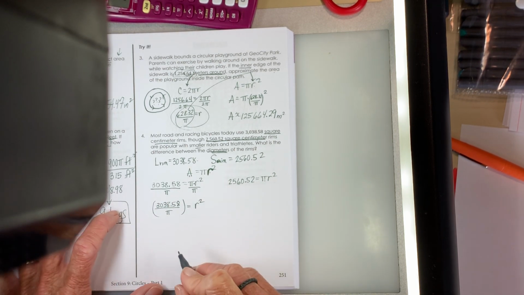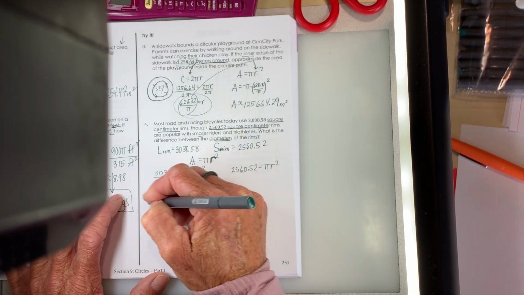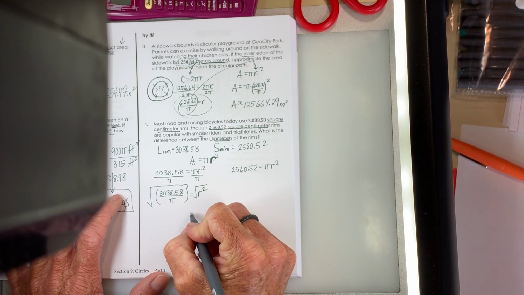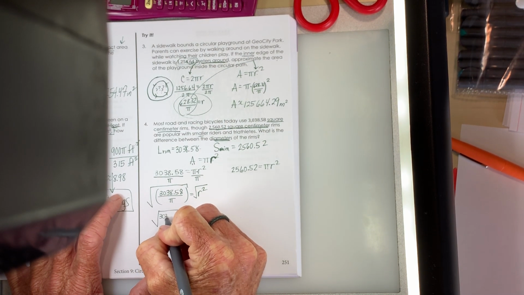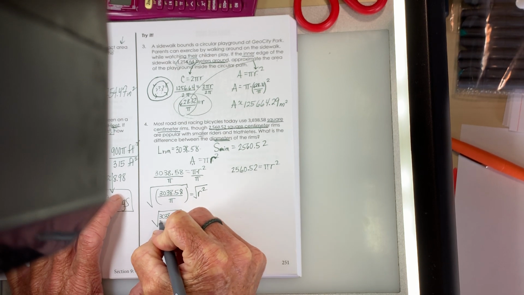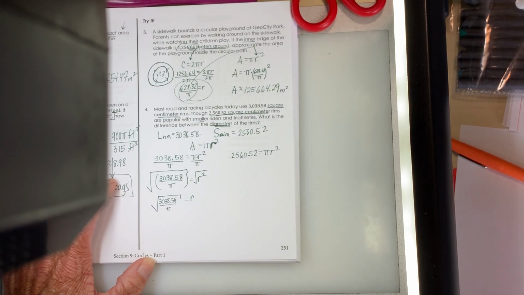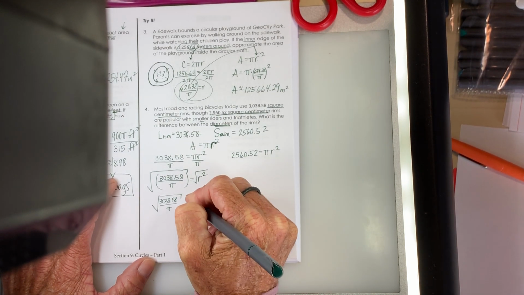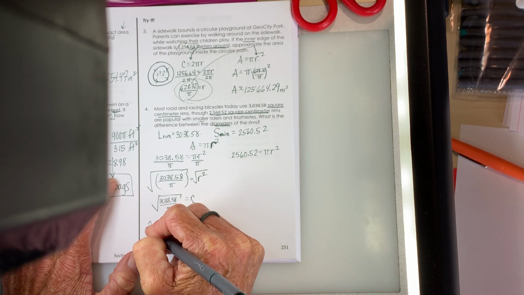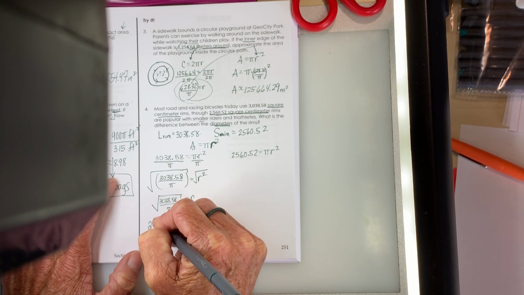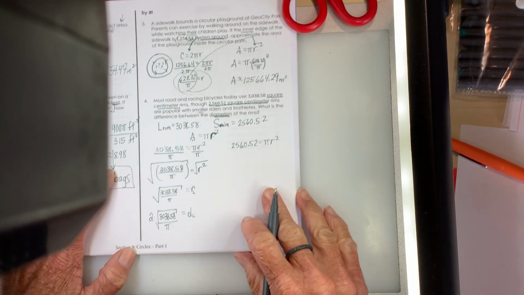So here's where I'm at. And r is not alone because r is being squared. So if I want to solve for r, it's going to be the square root of that, okay? So r is equal to the square root of 3,038.58 over pi. That's the radius. How do we find the diameter? This is the radius of the large rim, so we're going to double that. So 2 times this is going to be the diameter of the large bike.